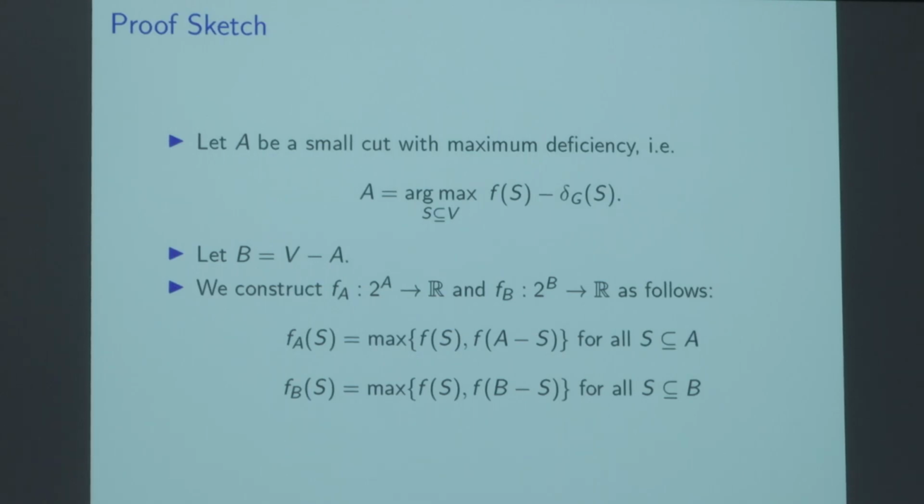So let B be the complement of A, and we define two smaller functions, f_A and f_B, as follows, right? To define f_A, we take a subset S of A, and we define f_A of S to be equal to the maximum of f(S) and f of (A minus S), and similarly we define f_B of S. You can set the empty set and the whole set value to be equal to 0, and by definition this is symmetric, and it's not too hard to verify that these functions as defined are also weakly supermodular, right?